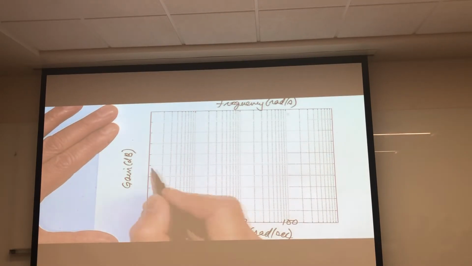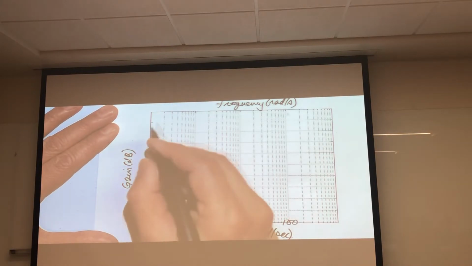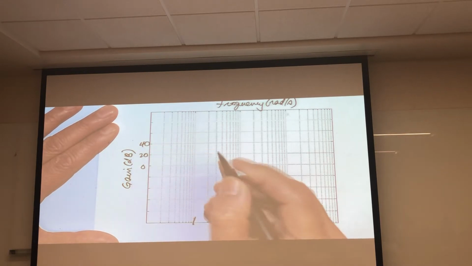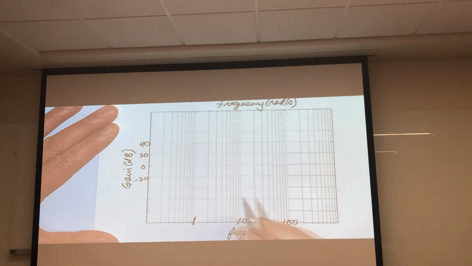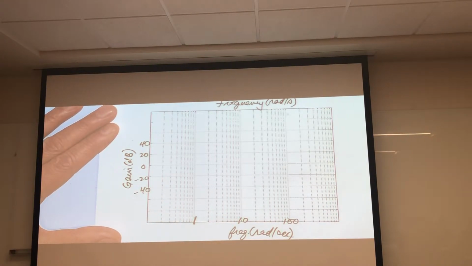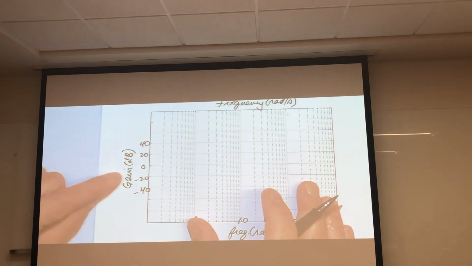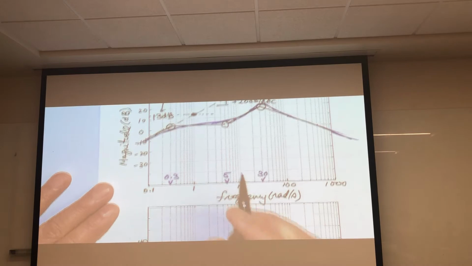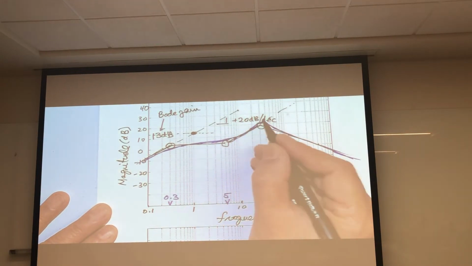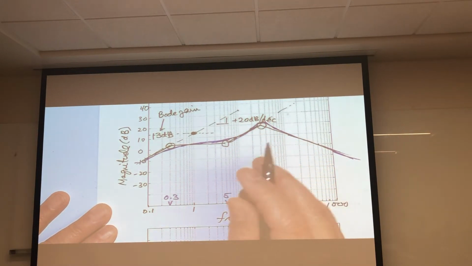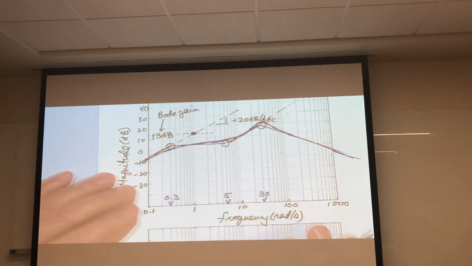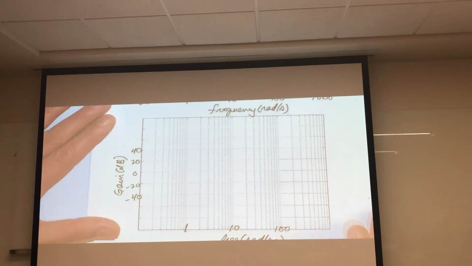I think I'm going to put 0 here. And I'll say 20, 40, minus 20, minus 40. Notice that I tend to do something that's divisible by 20, because our slopes tend to be multiples of 20 dB per decade. So again, you kind of want to pick a scale where it's easy for you to figure out the slope that's a multiple of 20 dB per decade.